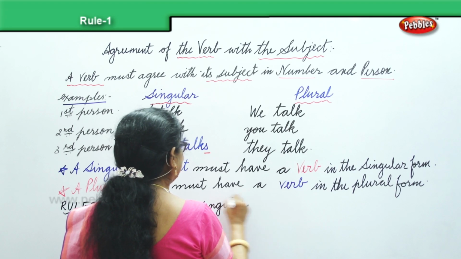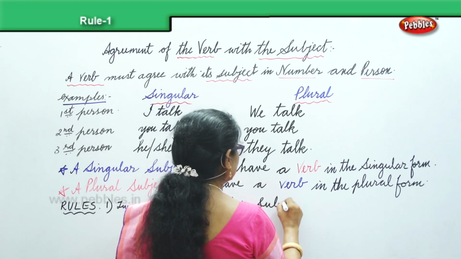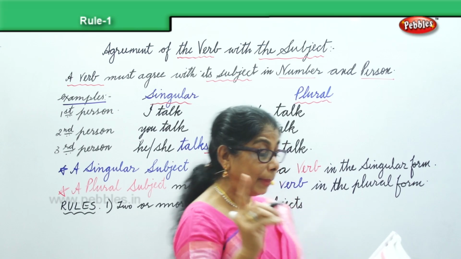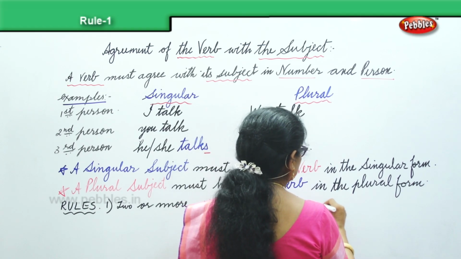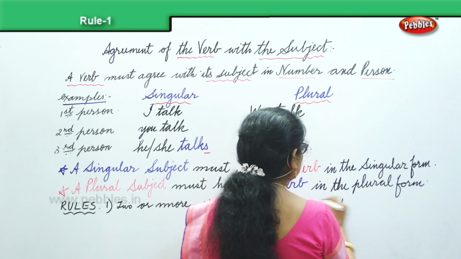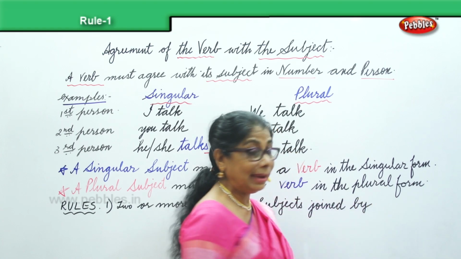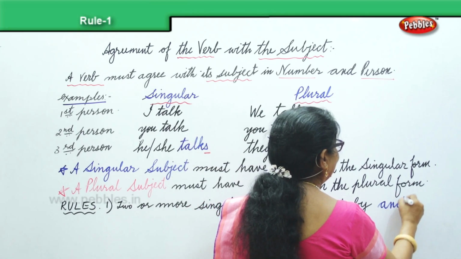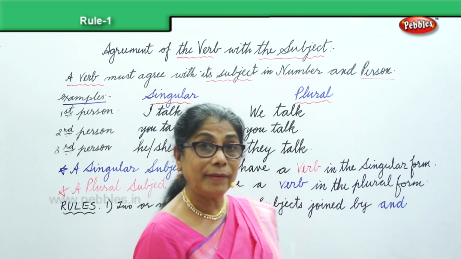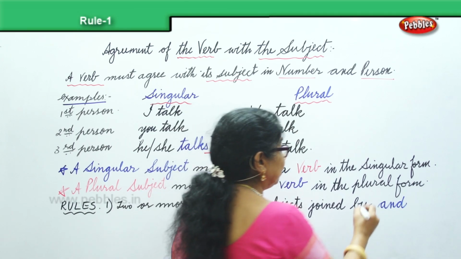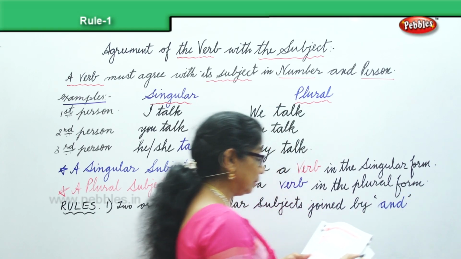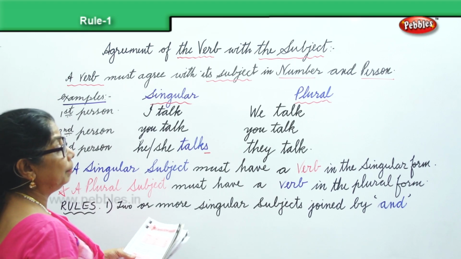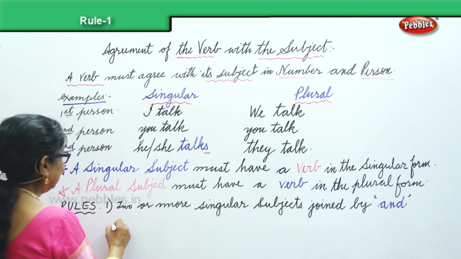Two or more singular subjects joined by and. When there is an and, A-N-D, when you add, we say Tom and Jerry or Susan and Tina. When it's joined by and, then what happens? It takes a verb in plural.